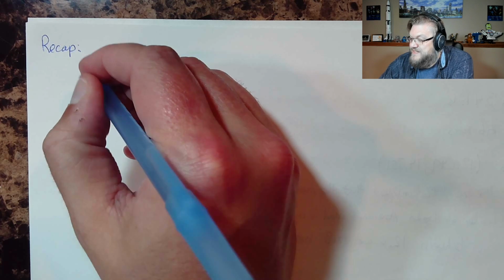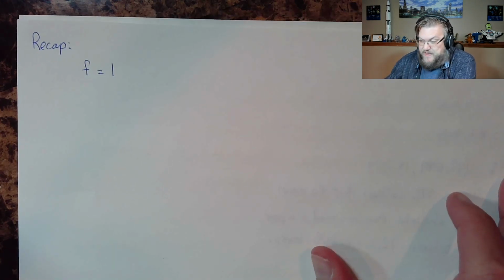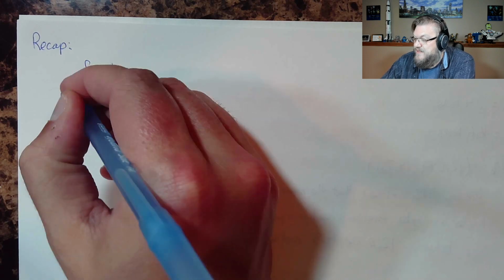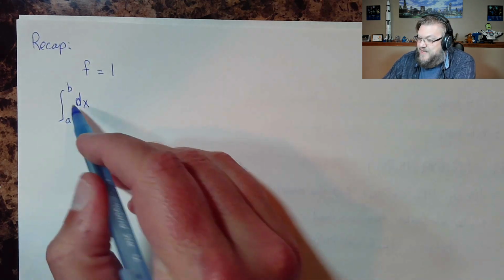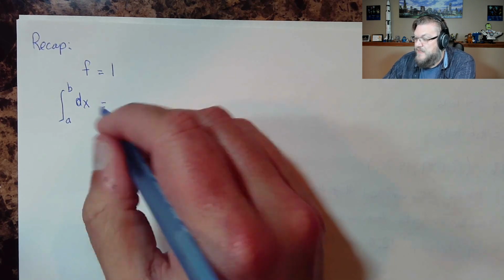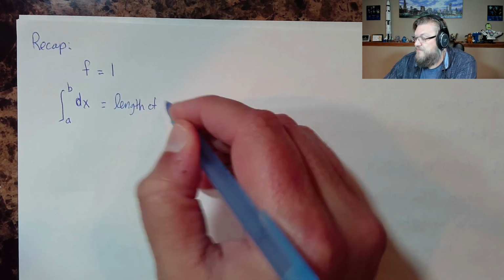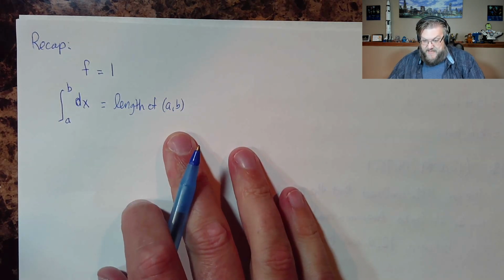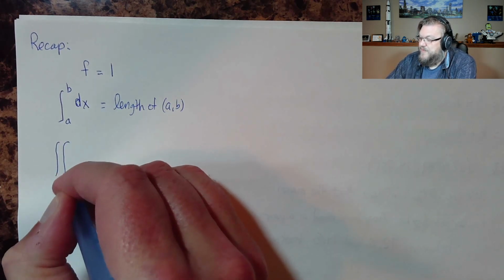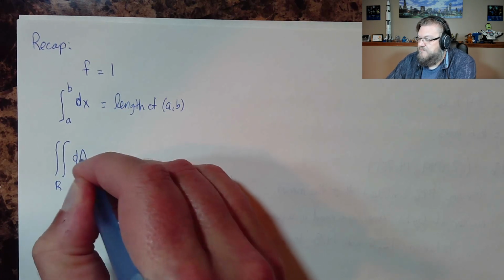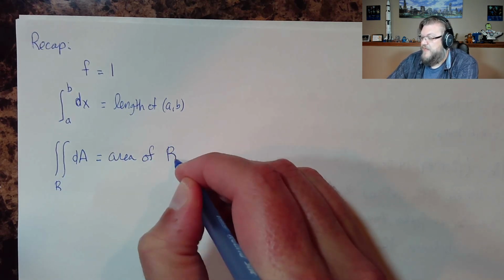So, for instance, what if I say here that the function is the constant 1? And I asked you what this would mean. If I said I want the single integral from a to b of dx, where the function here is 1, this would actually just be b minus a, which is the length of the interval from a to b. That's all that is. If I do a double integral over a region, dA, that's the next thing up. This is the area of R, that region.